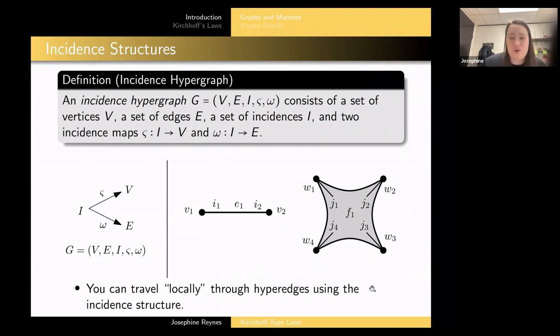And this is an easy way to have multi-edges. So we have these four vertices here, W1 through W4, the single edge F1, and each vertex is incident to this edge F1 because there's an incidence, these J1s through J4 that map to it. And this allows us to travel locally among our hyperedges. So you can imagine if we started at W1, I could use J1 to get to edge F1. And then if I wanted, I could pick any other incidence, so maybe J3, and then I would get to W3. So that would be an adjacency between W1 and W3 as I travel locally through F1.